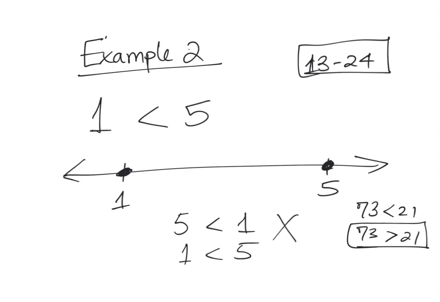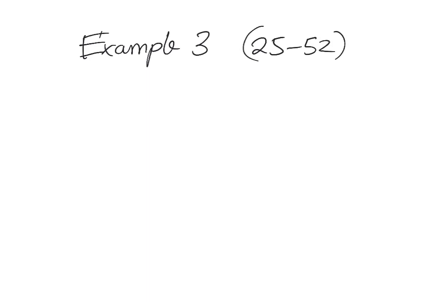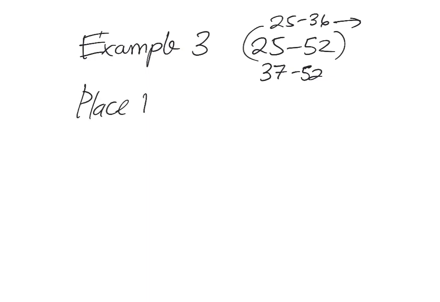Very good. For example 3, this covers problems 25 all the way to problem 52. They give you problems. Well, actually, there's several sets of problems here. So there's 25 to 36 and then 37 to 52. So these first problems are dealing with questions like number 25, which digit is in the thousands column of the number. So you're dealing with place value. So let's do place value for examples 25 to 36.